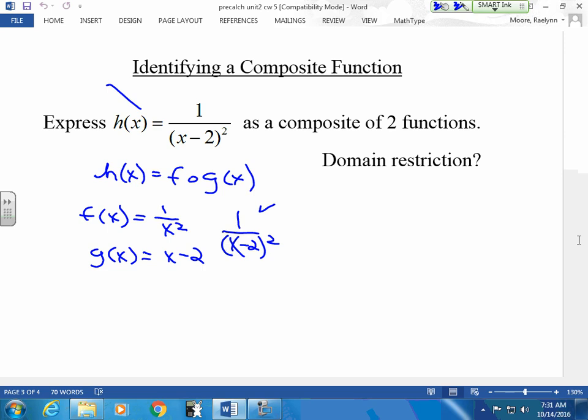You're just kind of thinking it out, separating it. Does this one here, does this guy have a domain restriction by itself? So there's nothing that I could put in for x that would give me a 0 down there. A 2. Good. I can't use a 2. So my domain has to jump over that 2.